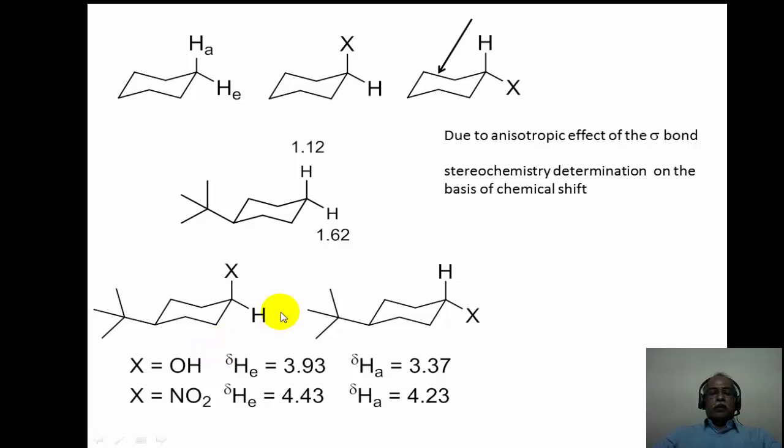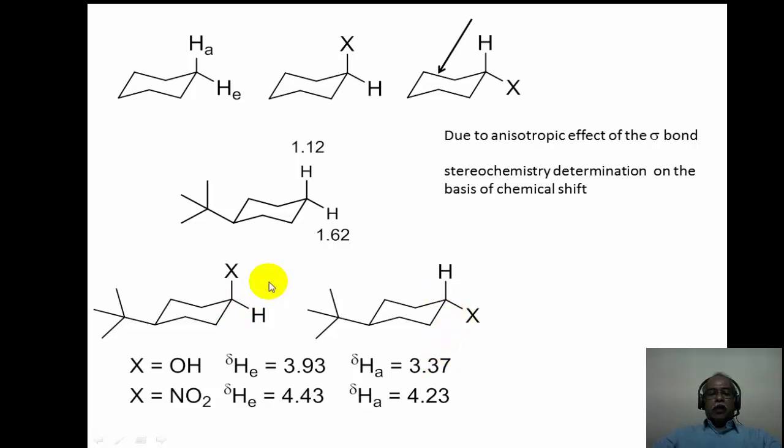Now, this would mean that the hydrogen attached to the carbon directly bearing the electronegative center, namely the oxygen or the nitro group, should experience a higher delta value compared to all the other hydrogens in the molecule. So it should be easy to pick out this particular hydrogen in the spectrum. When we do so, we identify this hydrogen in the equatorial position as having a chemical shift value of 3.93, whereas the axial hydrogen isomer corresponds to a chemical shift value of 3.37.